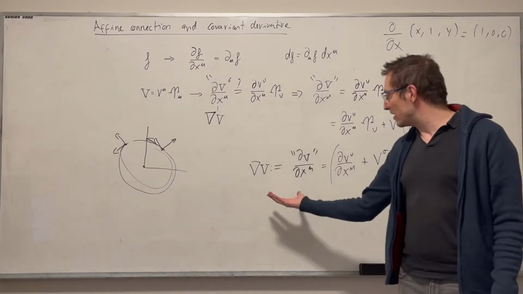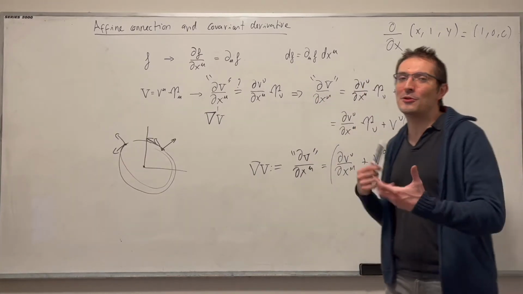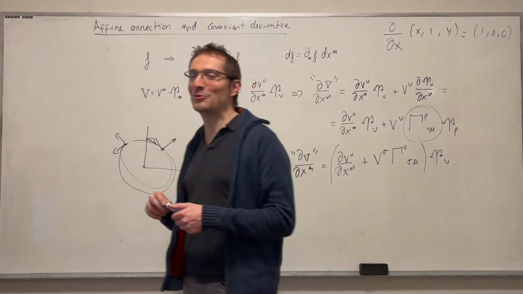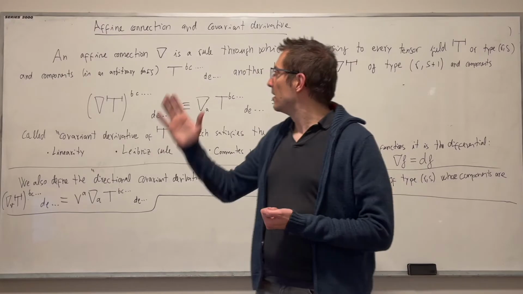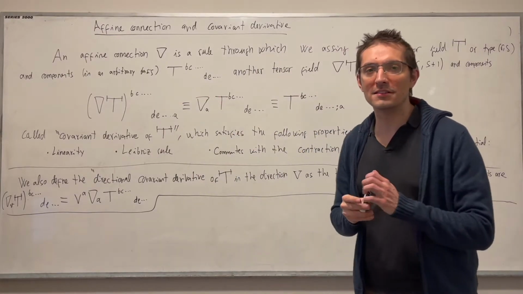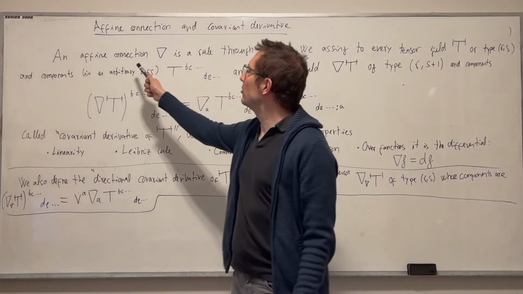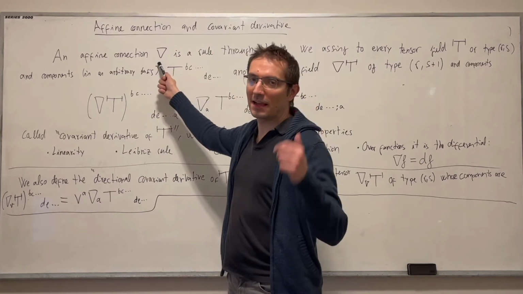All right, now that we've gotten the idea, more or less, of why we need a covariant derivative and what this notion of the covariant derivative is, let's define it a little bit more rigorously. Let me talk about an affine connection that I notate with the character nabla.